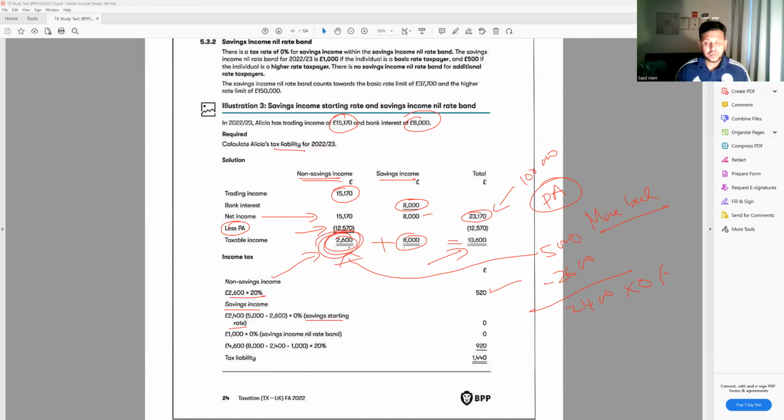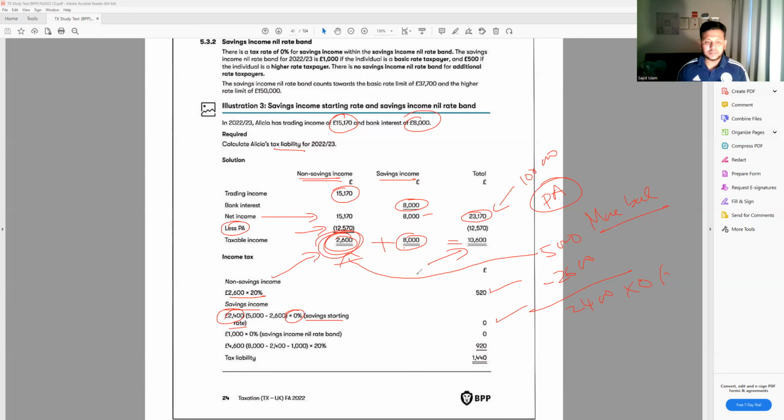So after the personal allowance, we have 2,600. From the 5,000, it will be minus 2,600. So the first 2,400, I get 0%. I don't have to pay any tax because this is covered by the starting nil rate band.